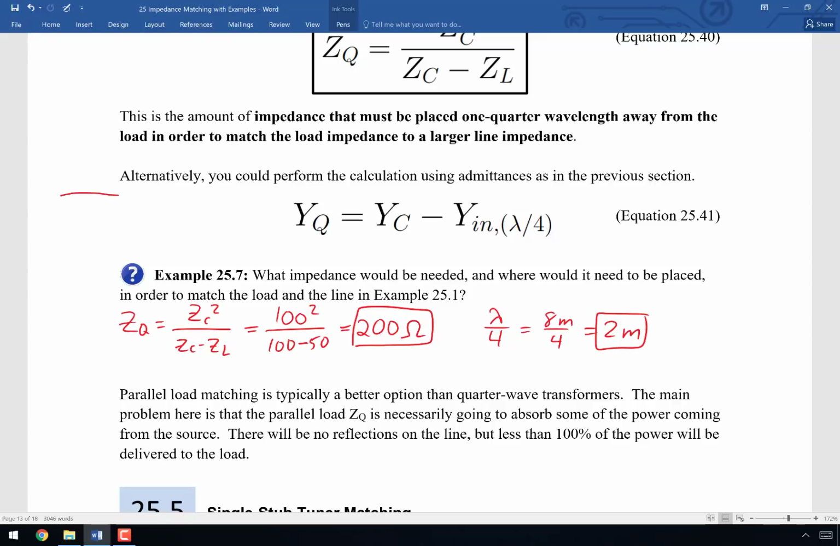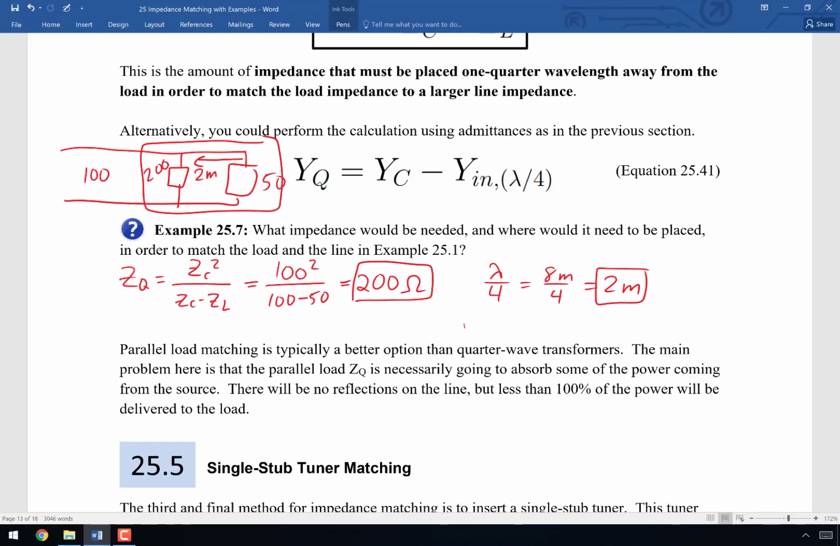So the original system looked like this, and we had a load, and it was 50 ohms, and the line impedance was 100 ohms. We're going to work our way back 2 meters, and we're going to put another load 2 meters away, and that's going to be 200 ohms. And it's not as obvious to us, it's not as intuitive to us that that combination is going to be equal to 100 ohms, but it is. This combination is equal to 100 ohms. We just did the math to prove it, and so now we see that that combination is going to match the characteristic impedance of the line.